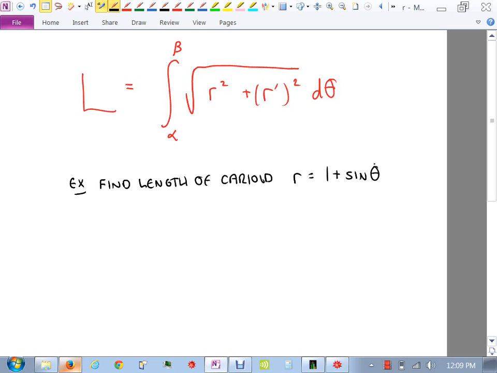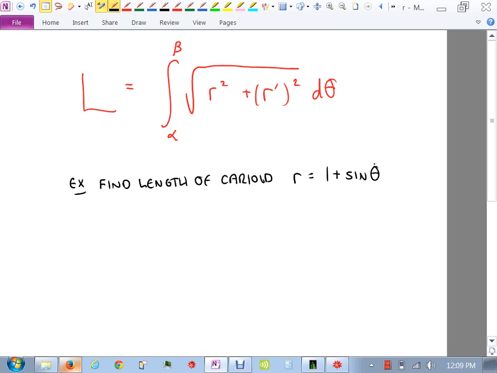Well, even before that, figuring out your endpoints, alpha and beta. So what is the limit on theta that gets you to draw the cardioid? If you have your calculator, you might want to take this time to see if you can figure out how to draw it in polar mode. And I'll do it too, because I haven't done polar mode on this thing in a long time.